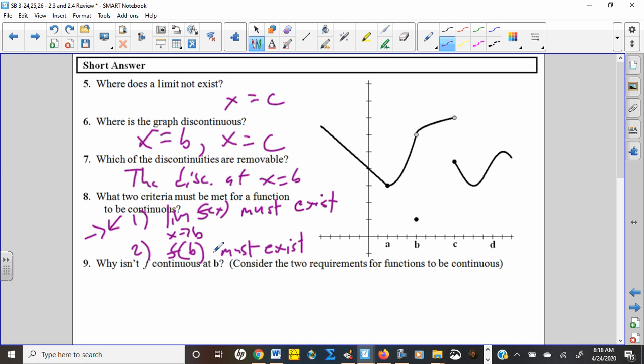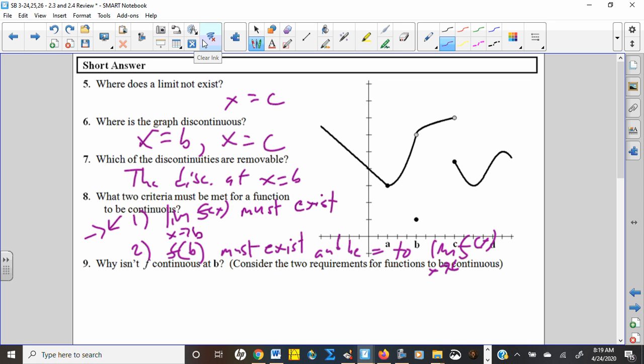So it can't be undefined at b, and it has to be equal to the limit as we approach b. So the limit has to exist and has to be equal to the function's value at b. The function can't be undefined at b. All right, those are the 2 things that have to happen. The limit must exist and the function's value has to be equal to the limit. That's if you really break down the definition.